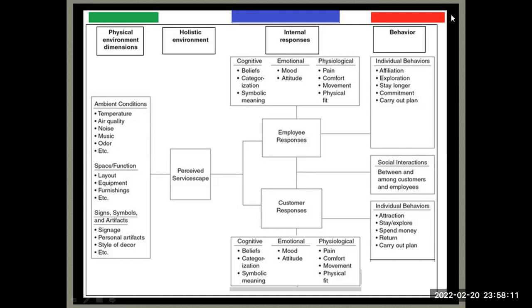So in any organization, you have a very good combination of these factors: temperature, air quality, noise, music, odor, layout, equipment, furnishing, signage, personal artifacts, style of decor. So when you go to a Reliance outlet, a Big Bazaar mall, any airport, or any hospital, you see there is a specific combination of all these things. Temperature may be different, air quality may be different, noise may be different, music. If you go to a restaurant, you will see soft music going on, but it is not played at a large volume.